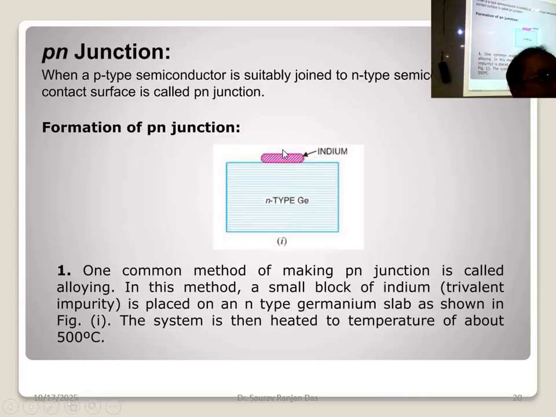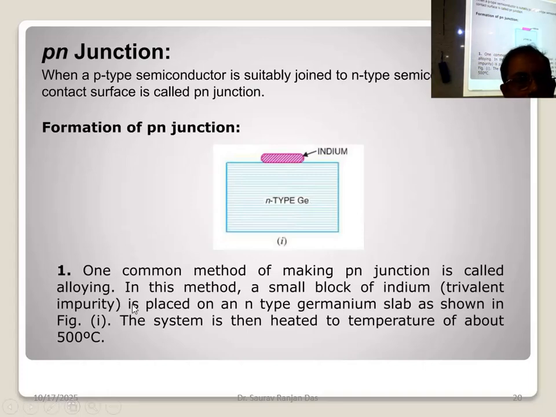A small piece of indium is kept on the surface of the germanium block. Then we apply 500 degrees centigrade heat. The indium will melt and flow. It will go through, and some of the germanium will also melt at this temperature, and there will be a mixture of germanium and indium. So on the surface there will be some indium left, with some amount of germanium-indium mixture and some pure germanium. So three things will be there. Okay, that is the diode.